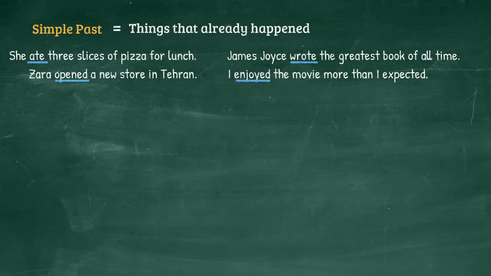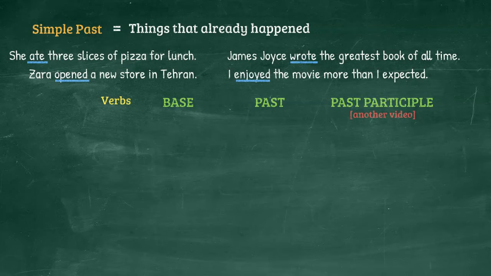However, these verbs are not all the same. You'll note 2 of them end in ed and 2 are completely different. In order to understand this, we need to understand how verbs function. In English, each verb can appear in 3 different forms. We call these the base form, the past tense, and the past participle. We'll talk about the past participle in another video. Here, we'll just focus on the base form and the past tense.